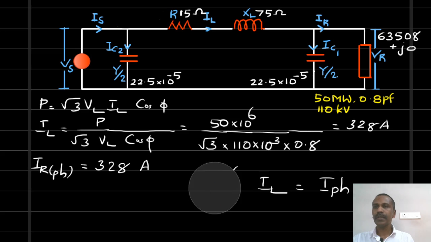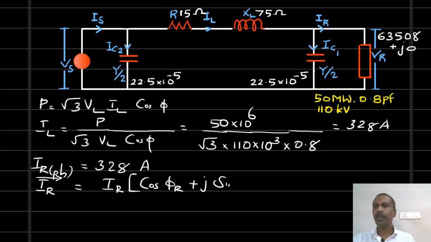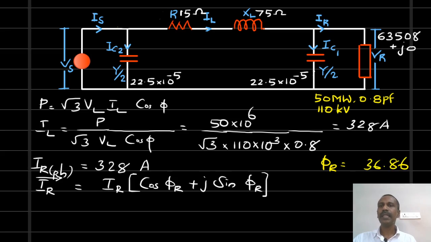Now we have to write the current in the vector form. The vector representation is magnitude into cos theta plus j sin theta. So here it is cos phi r plus j sin phi r. The power factor is 0.8. From this we can find out phi r. It is equal to 36.86. As it is lagging power factor, you have to give negative sign.